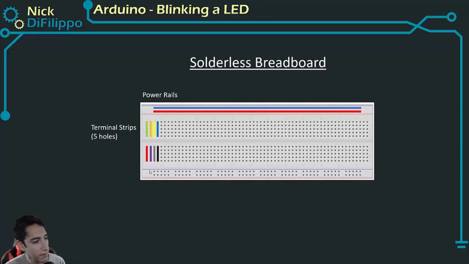So everything along this red line right here is connected. Everything along this black line right here is connected. And this goes down through the rest of the breadboard. This black line is not connected to this blue line. So you have this bridge, this gap right here.